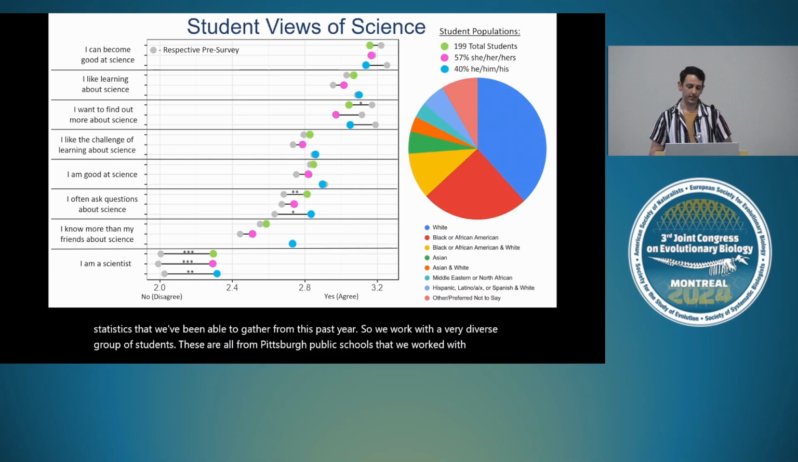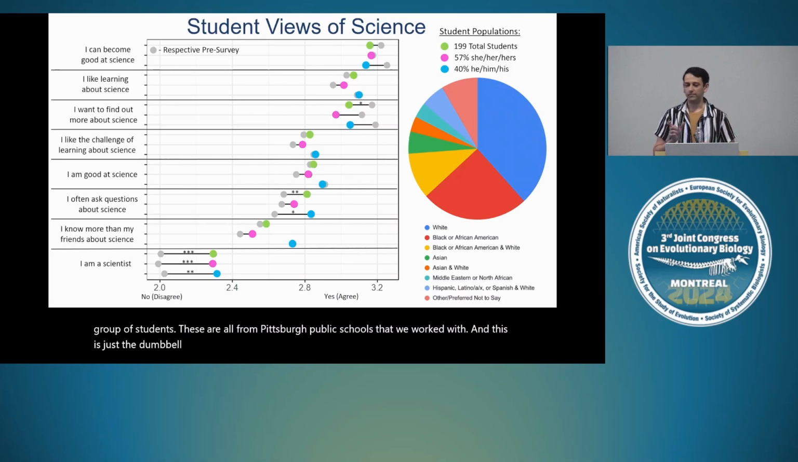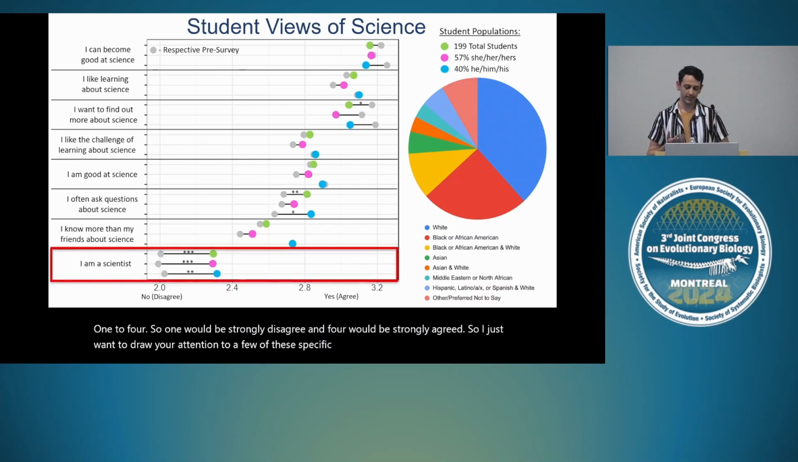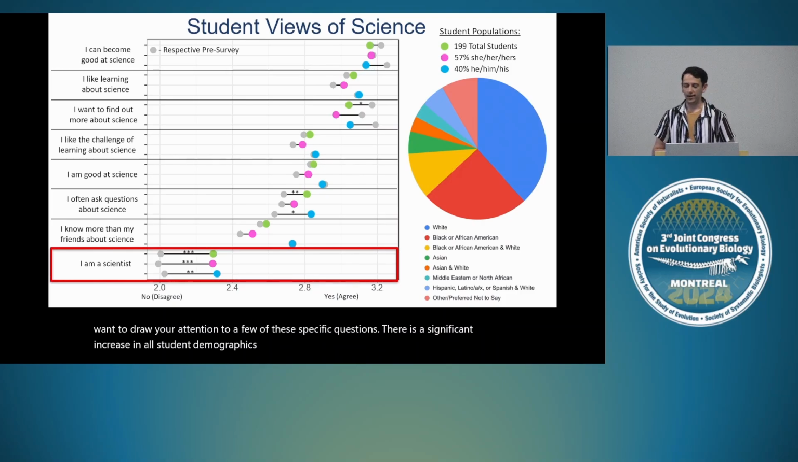And this is just the dumbbell plot showing student responses to pre and post surveys before and after doing this experiment. They respond on a Likert scale of 1 to 4. So 1 would be strongly disagree and 4 would be strongly agree. So I just want to draw your attention to a few of these specific questions. There is a significant increase in all student demographics agreeing with the statement, "I am a scientist," after doing the experiment, which I think is exactly what we want to be seeing. We're promoting the love of science and hoping that they're getting to see themselves as scientists, which we see here.